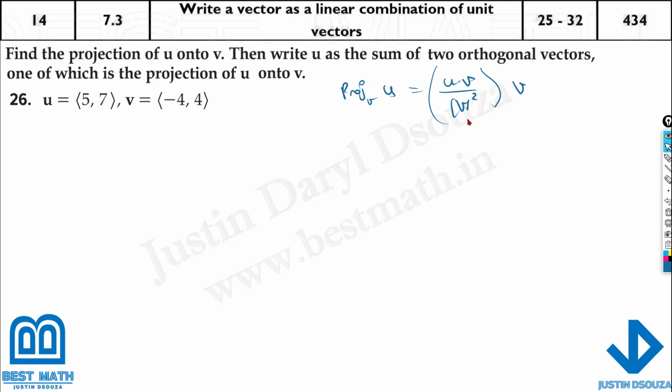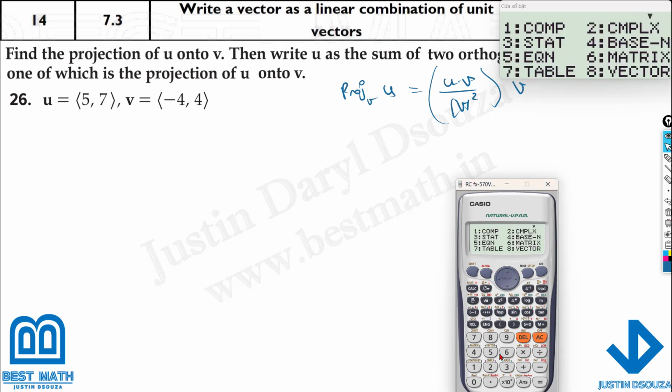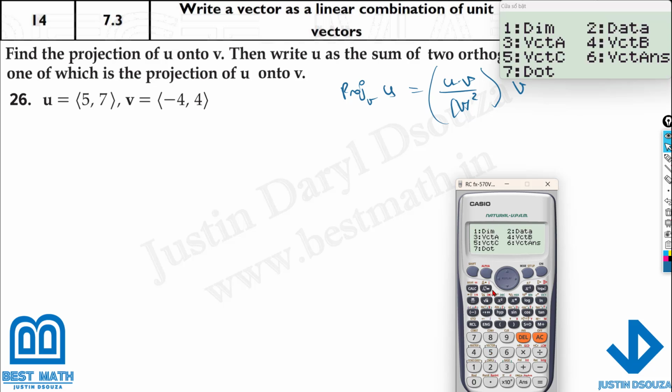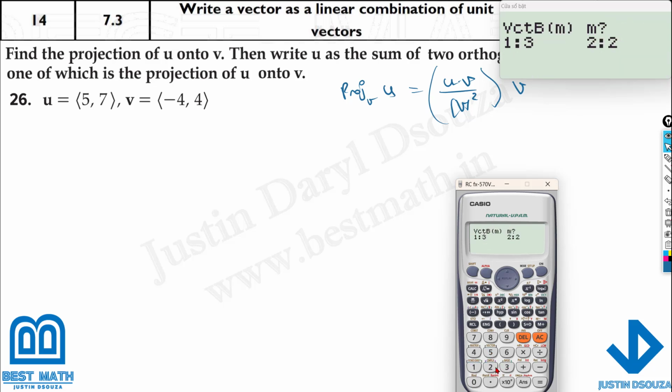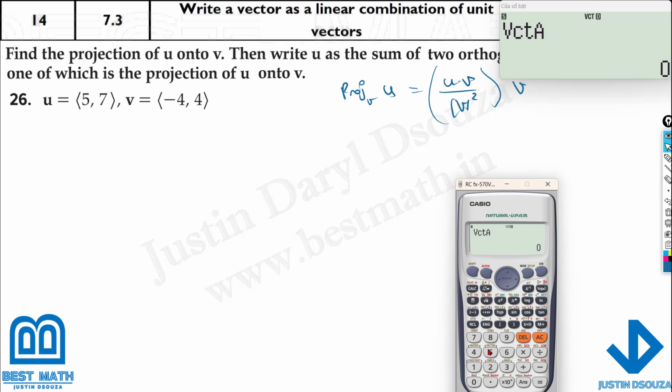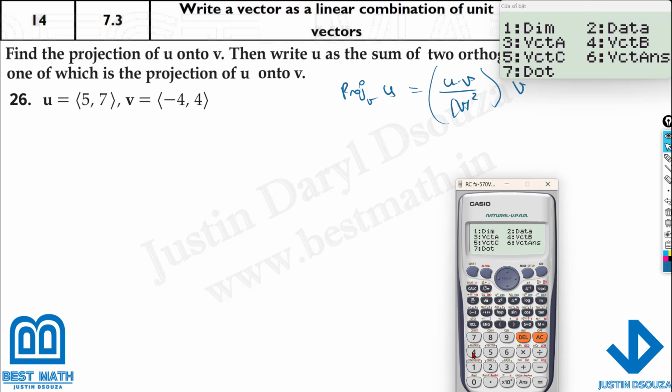Using the calculator, we can find them individually. Let's use the calculator and solve. Let's go to mode 8 for vectors. Let's put in the first vector, that is option 2, 5, 7. Once it's done, press AC, shift 5. Dimensions for the second vector, it is minus 4 and 4. Then press AC. Now we will find the dot product: shift 5, vector A, dot product, vector B.